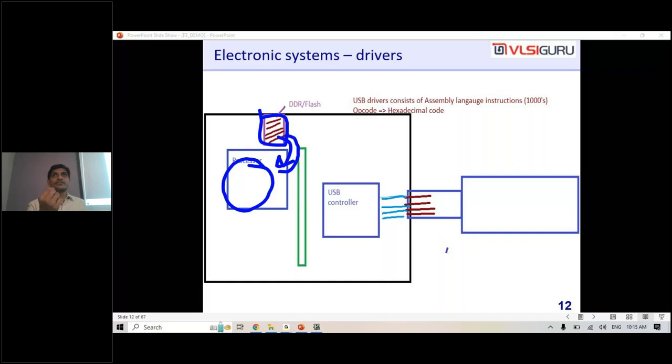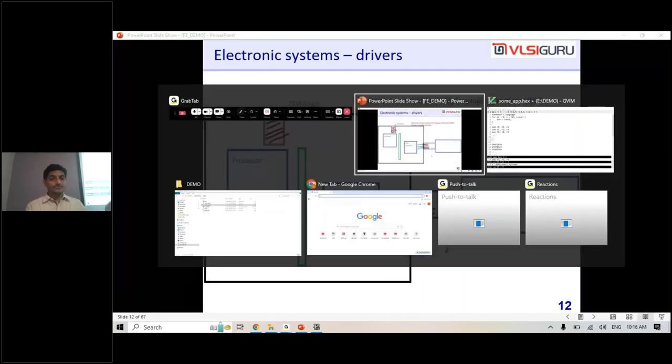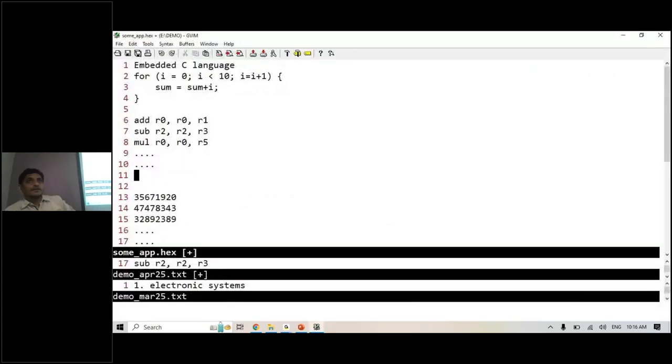So what does it fetch? It fetches the opcode, that is hexadecimal code. In which line number do you see hexadecimal code in our file? Line number 13 to 15. Now is it only 3 lines? No, that's why I put dots, meaning a lot of other code is there.